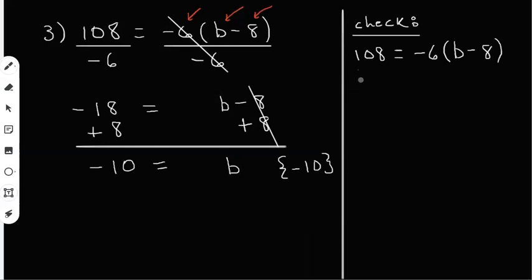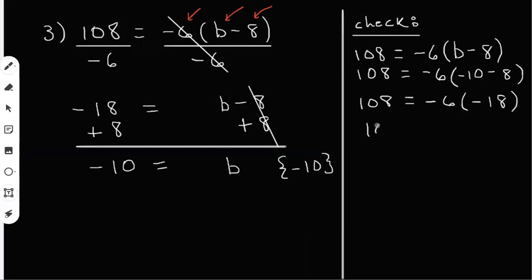So everywhere I see a b, I'm going to replace that with a -10. Everything else is going to stay the same. So the only thing I did was I changed the b into a -10. And now I do all my math on the right side to see if both sides are going to be equal. I bring down my 108. I have a -6 on the outside. And on the inside, I have -10 minus 8. And that's going to give me -18.